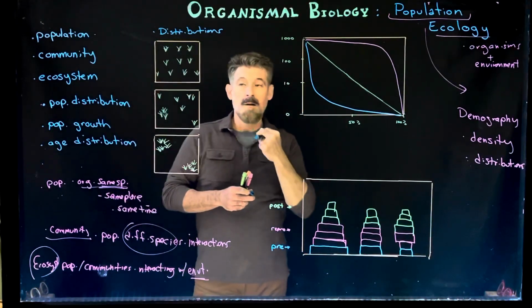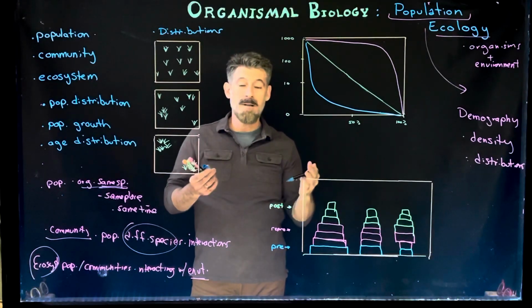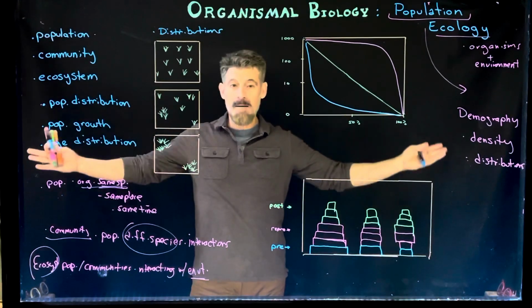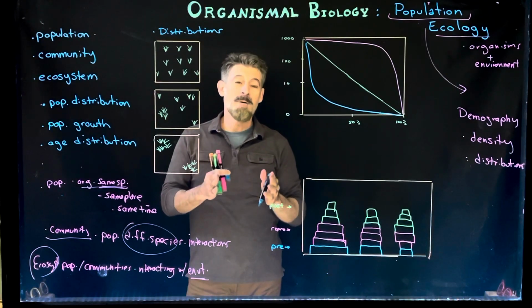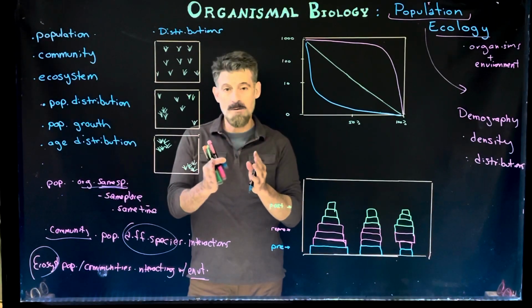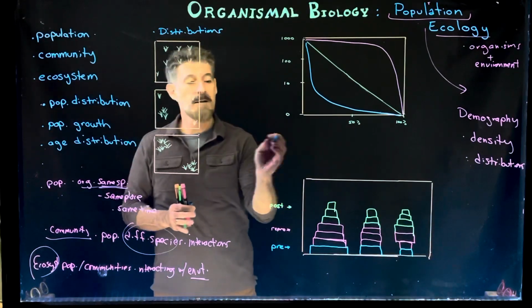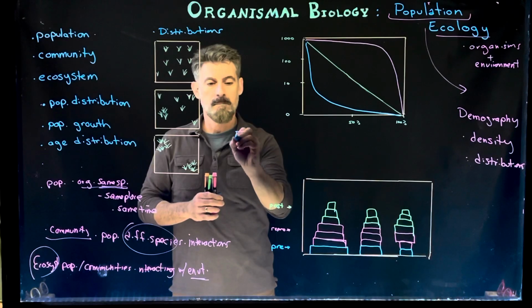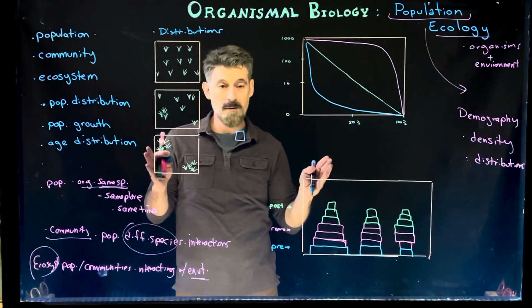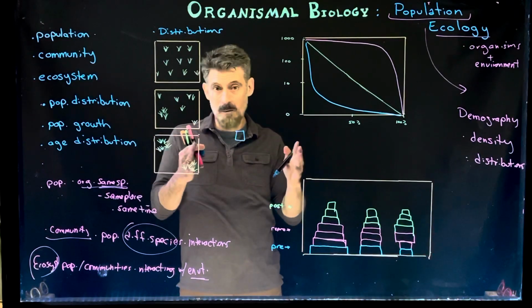Distributions are usually sampled in the environment, not by looking at every aspect of the whole population, but usually sampled in the field using a quadrant method. So if you were to have a large area, what you would do is take a little square quadrant, and depending on the size of the area, it might be bigger or smaller.